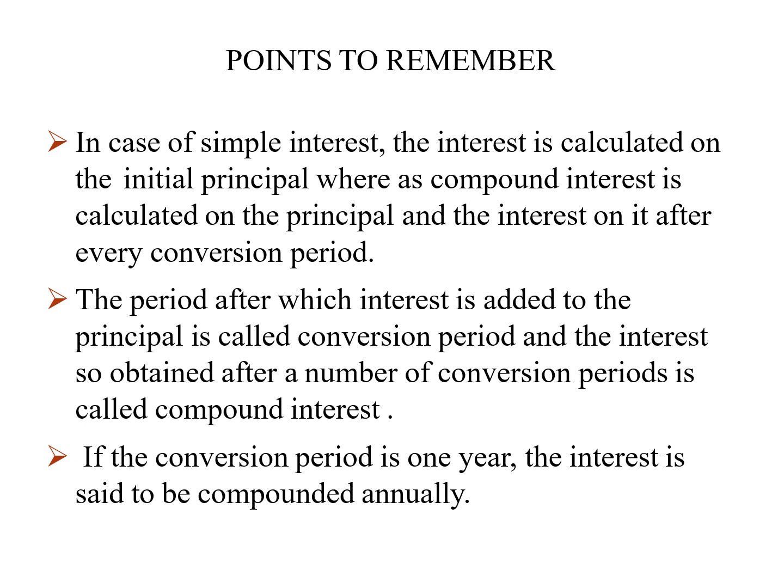Points to remember. In case of simple interest, the interest is calculated on the initial principal, whereas compound interest is calculated on the principal and the interest on it after every conversion period. The period after which interest is added to the principal is called the conversion period, and the interest so obtained after a number of conversion periods is called compound interest. If the conversion period is 1 year, the interest is said to be compounded annually.